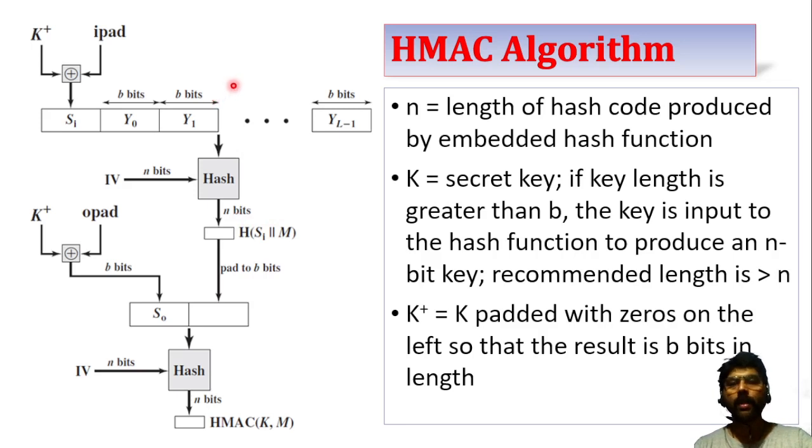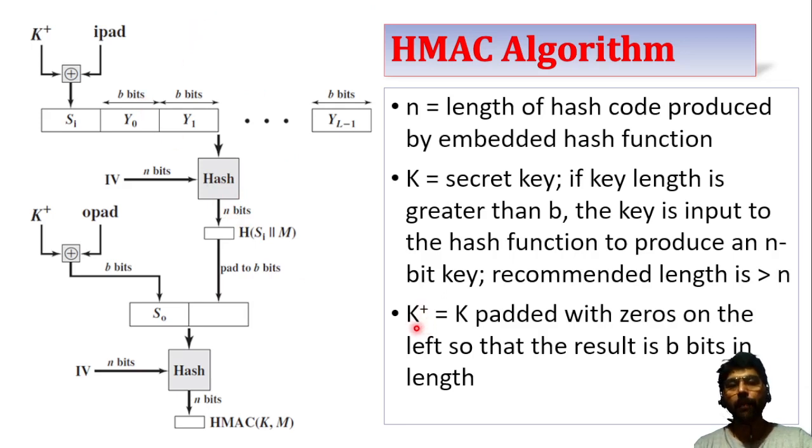Understand here? You are giving a key as an input to this algorithm, and that key length is larger than b bits. Then that key is given to the hash function, and the hash function generates n number of bits, and that n number of bits is treated as a key.